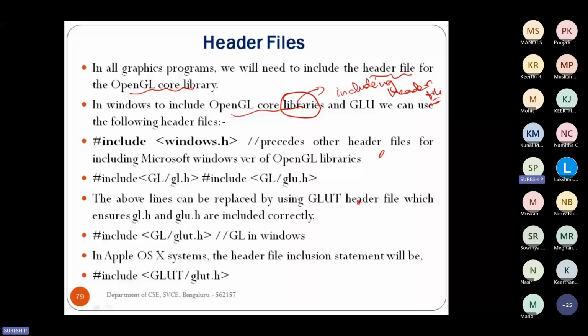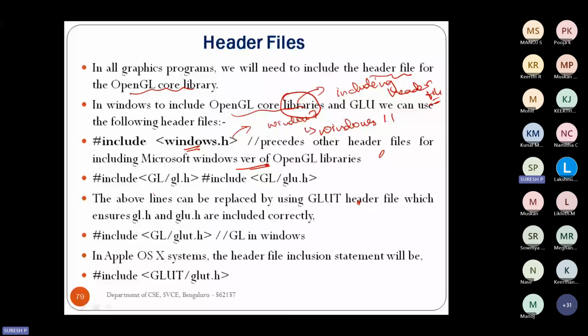Actually, including windows.h is one thing. It is another header file for including the Microsoft Windows version of the OpenGL libraries, because different Windows versions have different libraries. Depending upon the version of OpenGL you use, the libraries will also change because they have to be updated accordingly. If you are using Windows 7, the library you use will be different. If you are using Windows 11, the libraries are totally different. So it will be used for different versions of OpenGL libraries. You can use this particular line.